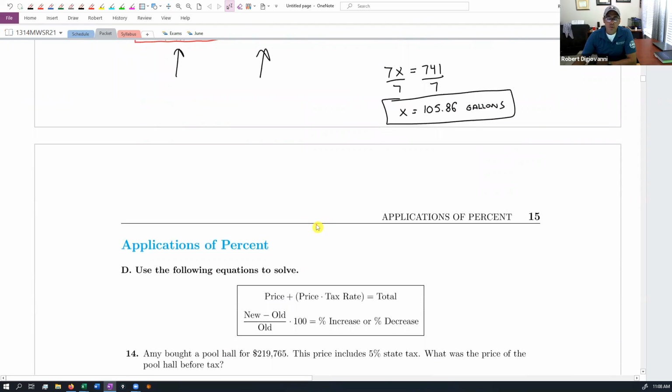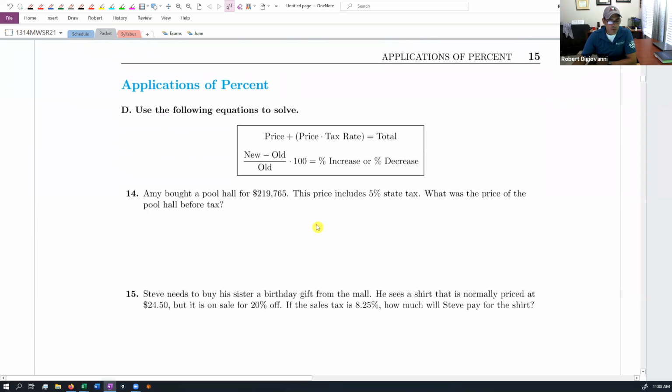Okay, so we're going to move on. Applications of percent. So we're going to be talking about percents in this little section. And these two are formulas, and I'll allow you to have these on your exam. Your next exam, you can have these. I'll provide them for you.